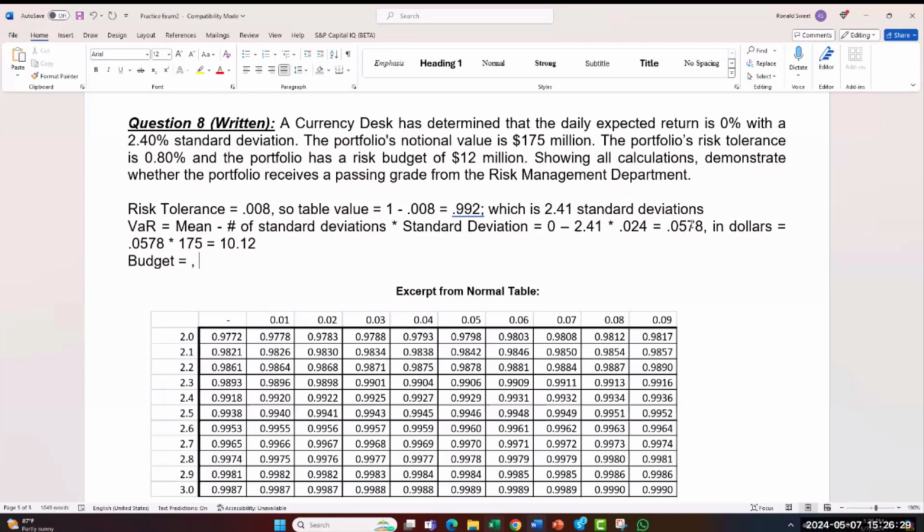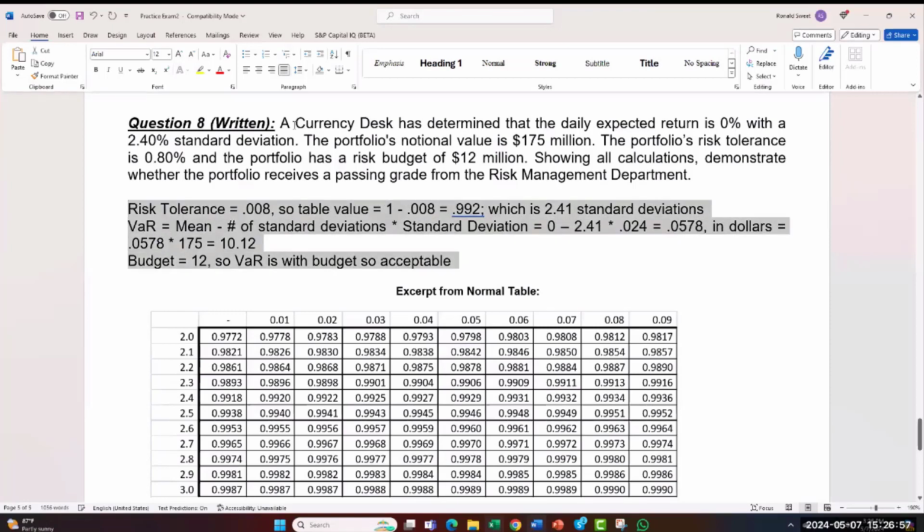So here you do need to say VAR is in budget, so acceptable, something like that. I just wanted you to know that you want your VAR to be less than your budget. If it's greater than, then you have to comment that they're violating your policy. They need to make some fixes, but here they're within tolerance. You should have done something similar to this in your stats class, so hopefully this isn't new stuff.